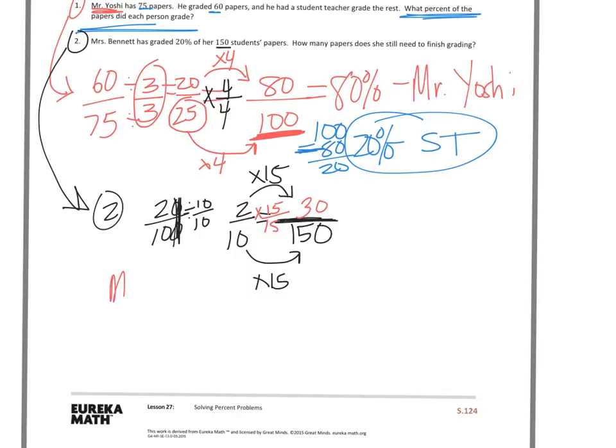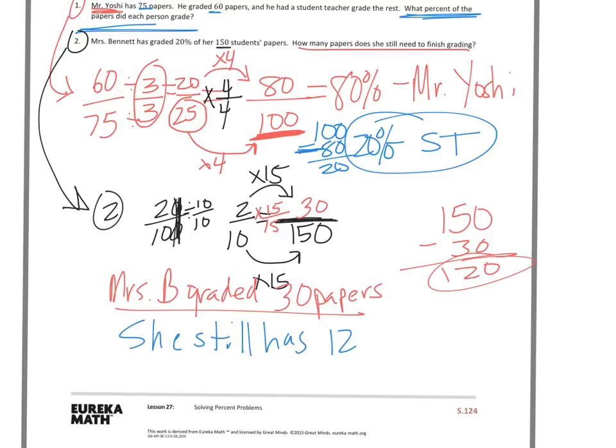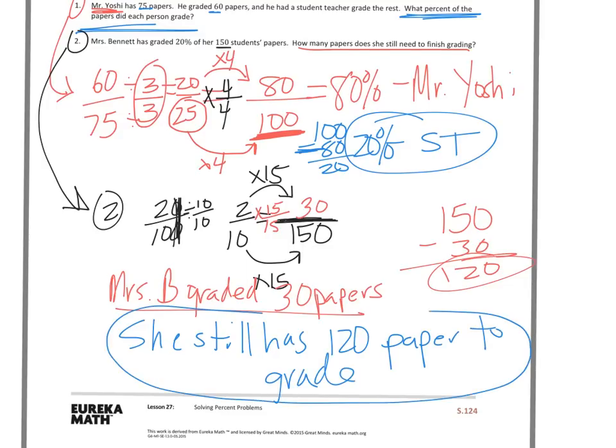So Mrs. B graded 30 papers. That's for my statement, but it says how many papers does she still need to finish grading. Well, if she did grade 30 and there's 150 total, I can subtract that. So she still has 120 papers to grade. That's a lot. Kind of glad I don't have to do that.